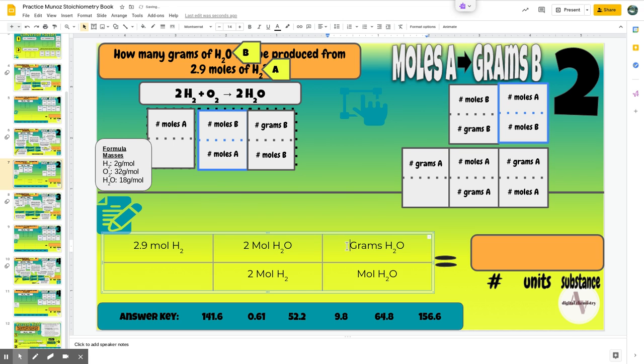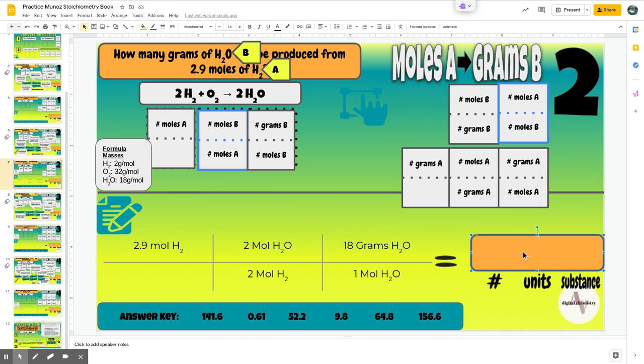And the gram mole step is going to come from your formula mass. And you can see H2O is 18. So we're going to put 18 grams with 1 mole. And the math will be 2.9 times 2 times 18 divided by 2 divided by 1. And I've done that math already in my calculator, and it works out to be 52.2.